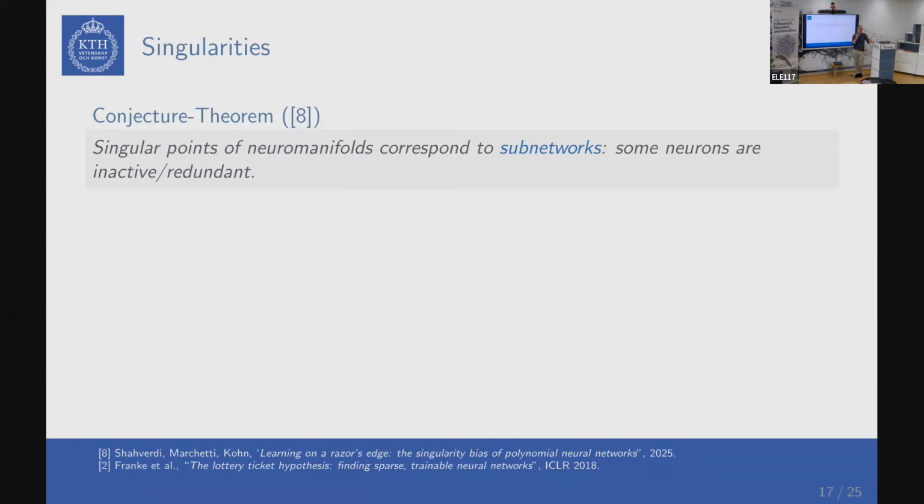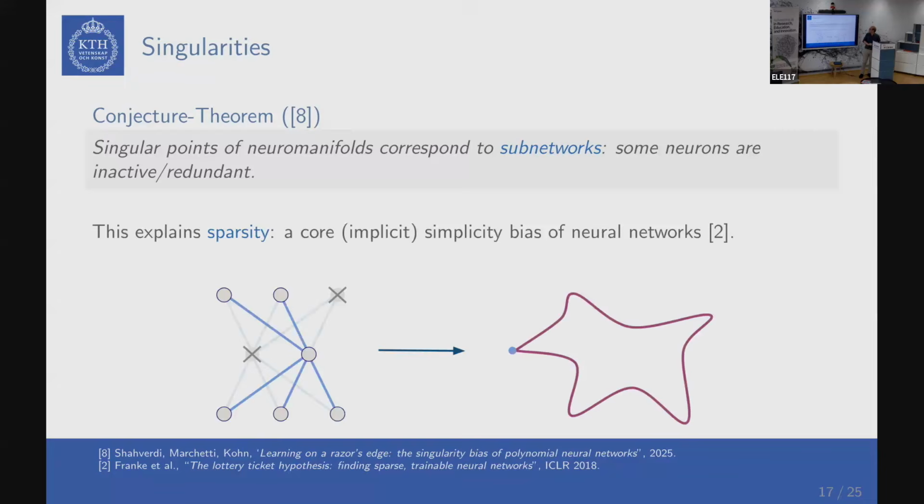Singular points of neuromanifolds of algebraic models correspond to subnetworks. Subnetwork meaning that some neurons in your network, whatever neuron means for attention mechanisms, are dead, in the sense they do not participate in the forward path. This happens, for example, when the incoming and outgoing weights to your neuron are zero. So you can just remove the neuron and you get the same forward path, the same function. This is proven with some strong assumptions, but let's call it conjecture.